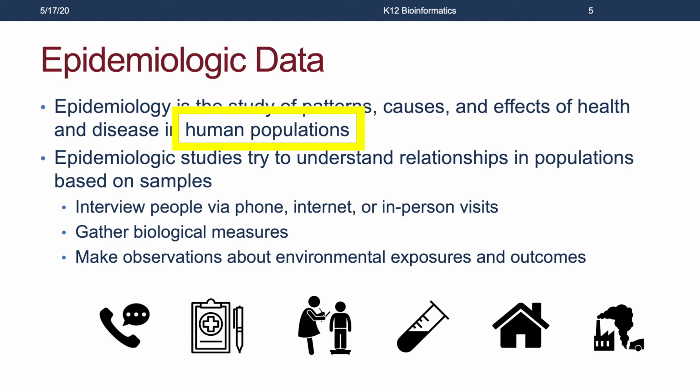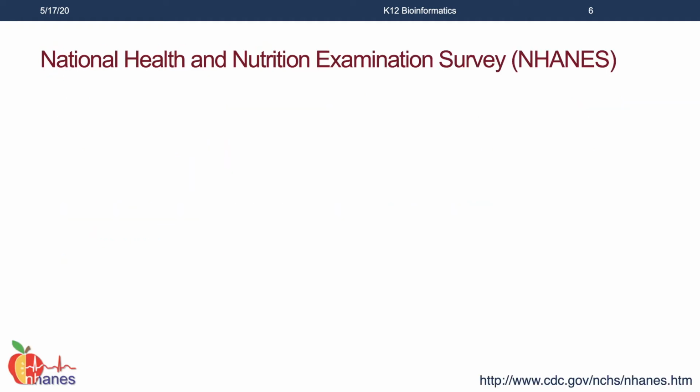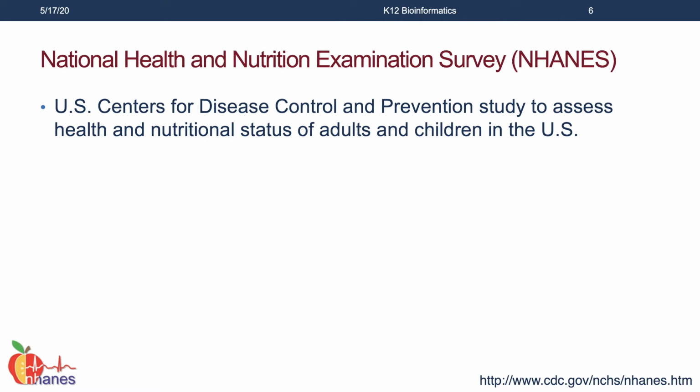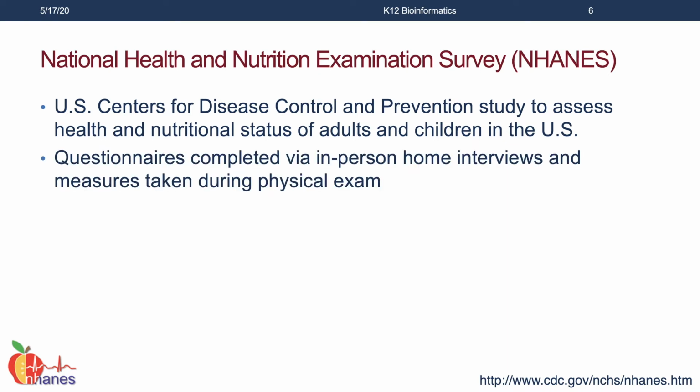So just to give you an example, I will describe an epidemiologic study called the National Health and Nutrition Examination Survey, or NHANES for short. It's a study conducted by the U.S. Centers for Disease Control and Prevention to assess health and nutritional status of adults and children in the U.S. Questionnaires are completed via in-person home interviews and measures taken during a physical exam. Exposures are measured with monitors, and in different years of NHANES, exactly what exposures are measured may depend on the survey designed for that particular year.